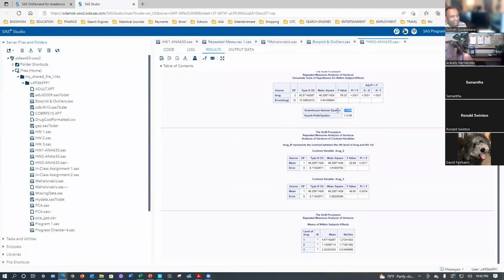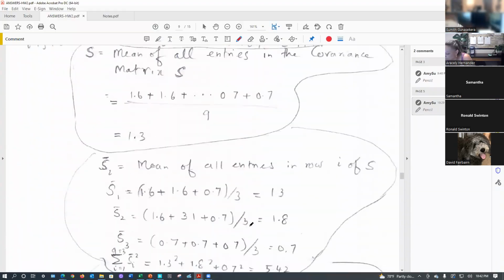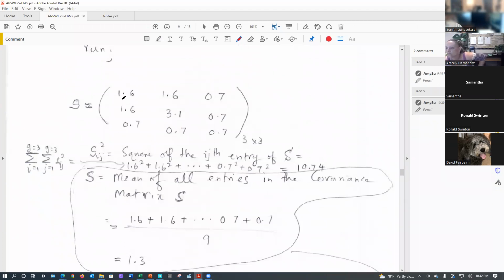And then from 1.013, once you know this one, that's what I'm trying to do over here. I got the covariance matrix, the original one. Then I got every reading and I squared them, 1.6 squared, 1.6 squared, all the way up to this 9, all 9 entries squared. That's what this whole thing means: S_ij squared over i over j.